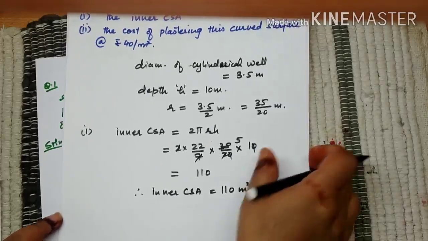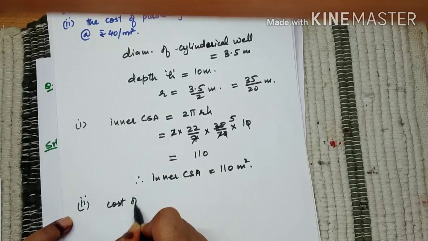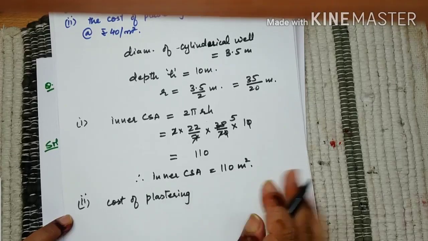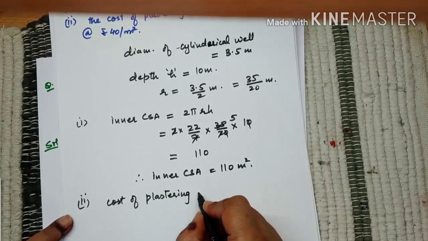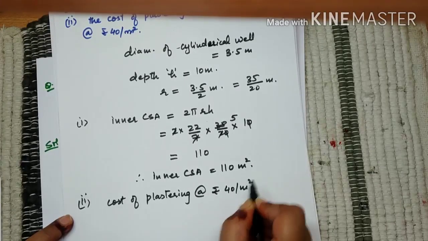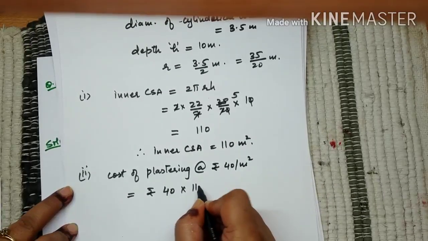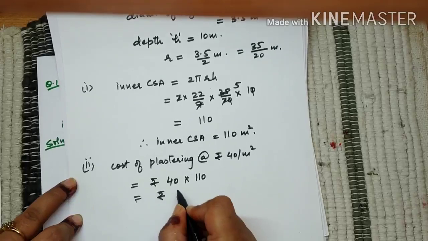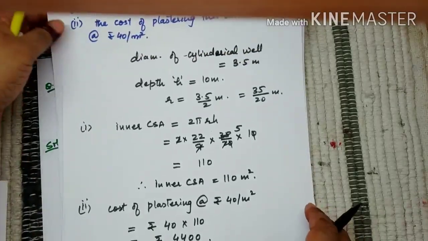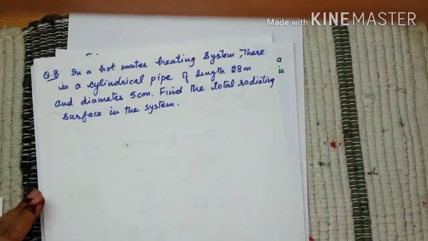Now in the second part we need to find out the cost of plastering. We have to plaster the inside surface of the well. Cost of plastering at the rate of rupees 40 per meter square. It will be rupees 40 into this 110. So I get rupees 4400. So we got the cost as rupees 4400. Right? Next question, question number 8.